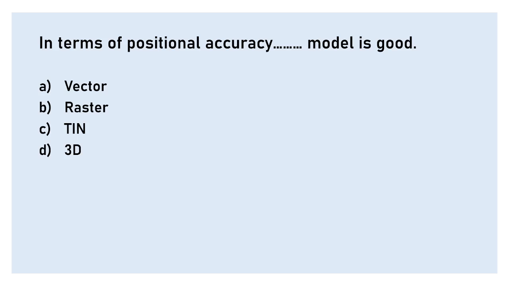In terms of positional accuracy, the dash model is good. For understanding the position and everything, this model is good. Which one? Vector, raster, TIN or 3D? Okay, the answer is 3D. Oh, I'm sorry. The answer is vector. My mistake. The answer is vector. The vector model gives you good positional accuracy.